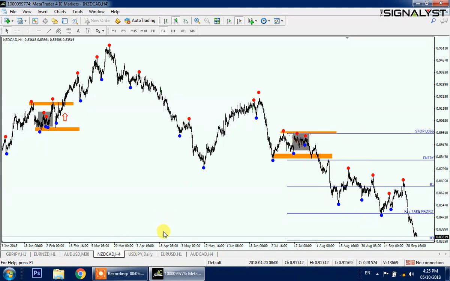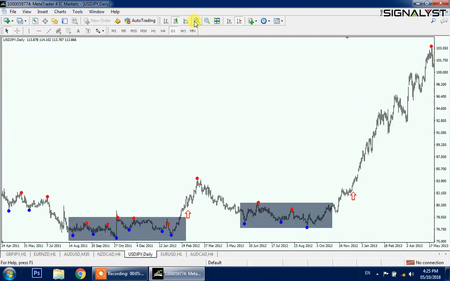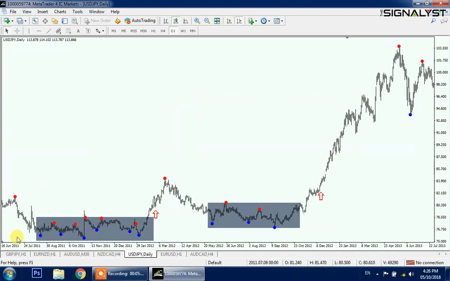Let's take more examples on the daily chart. Here we have a USD JPY daily. Let's zoom in a little bit. We could draw our RichTL bomb zone here, 1, 2, 3, 4, but we extended it because it didn't break either side.